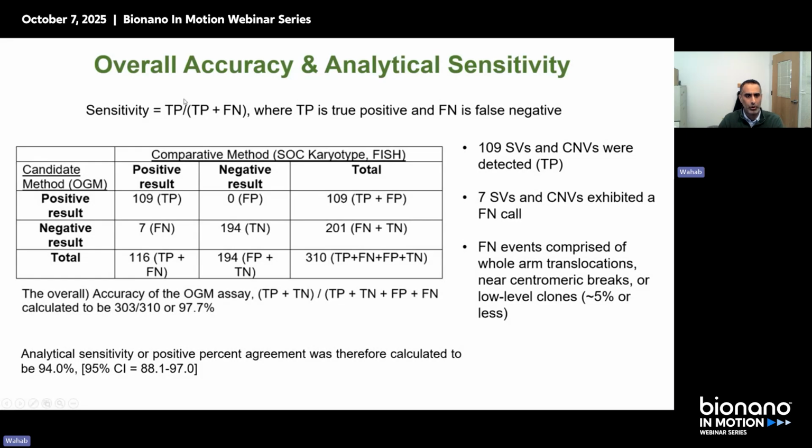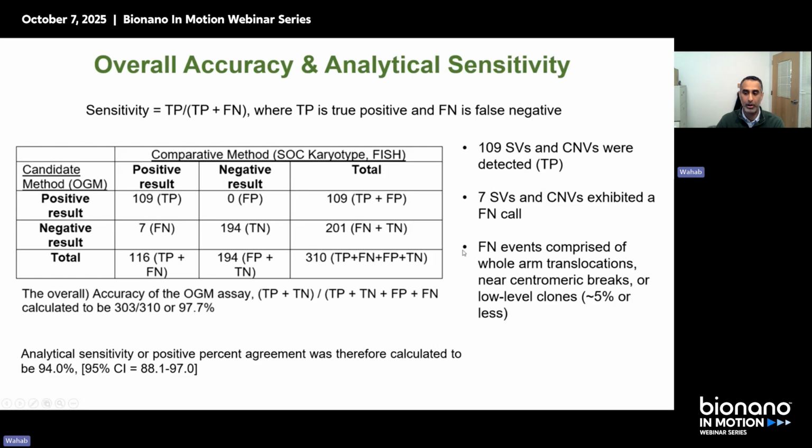And so with respect to accuracy, we established this traditional 2x2 matrix where we had the comparator methods, karyotyping and FISH, and our candidate method being OGM, and we achieved a fairly high accuracy of around 97.7%. We looked at over 100 different SVs and CNVs of different classes. This was a technical validation.